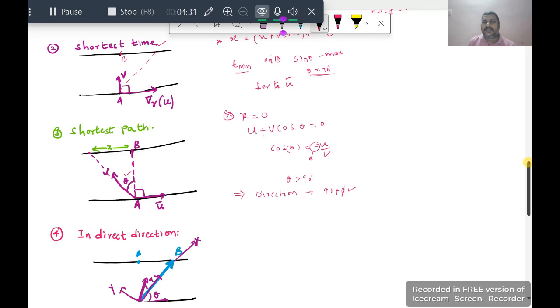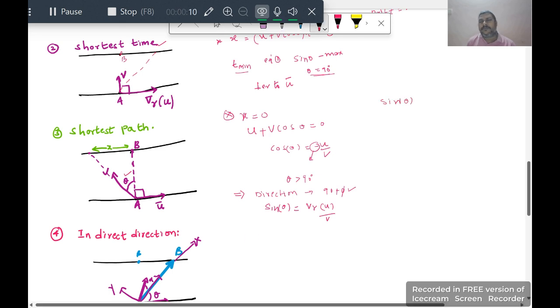So in this case, sin theta is equal to river velocity u by v. Cos theta is equal to minus u by v, and sin theta is equal to u by v. So these two give the angle, it is clear, to reach the opposite end. Sin theta value cannot be greater than 1. We know the value cannot be greater than 1. That means u by v cannot be greater than 1. So u cannot be greater than v. That means river velocity should not be more than the swimmer velocity.